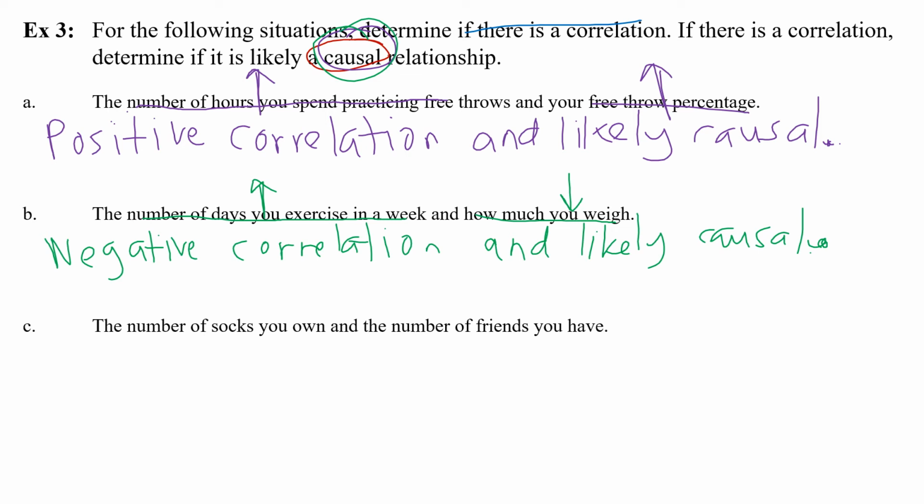So the last one we're looking at is the number of socks you own, and how many friends you have. Okay, I think this one's a little bit obvious. I would imagine that there's no relationship between how many socks you own and how many friends you have, right? You're not gonna find out that the more socks you own, the more friends you have, right? And the other way around is true too. So in this case, there is no correlation, which means that there's no relationship. And if there's no relationship, you can't tell me if they cause each other because, well, there's no relationship to begin with.